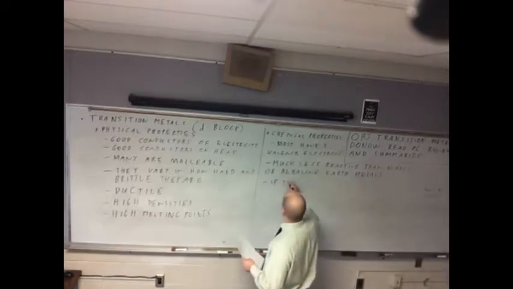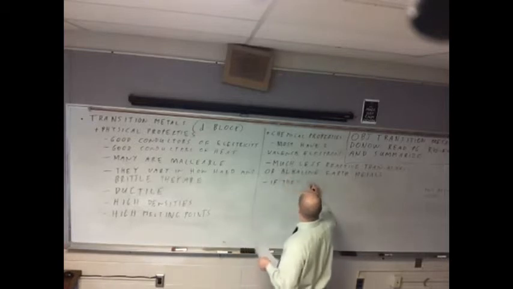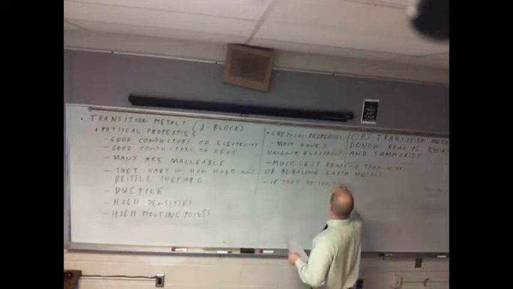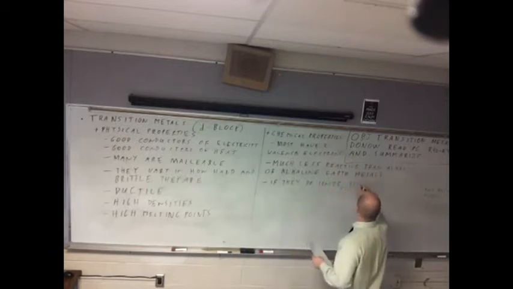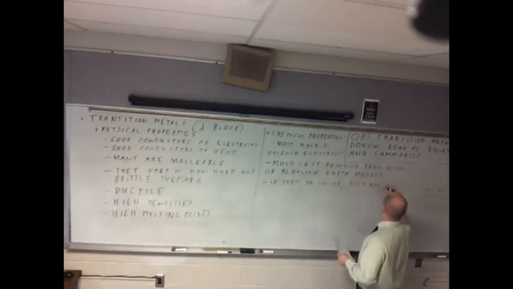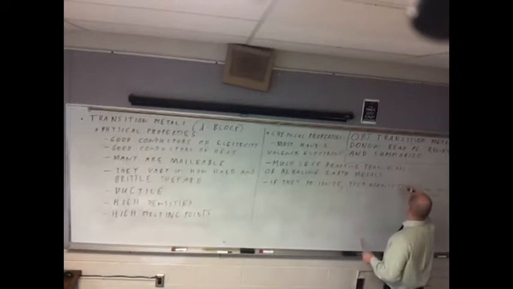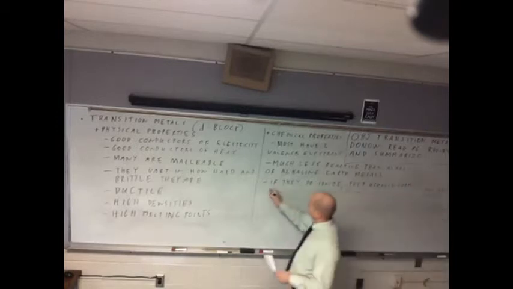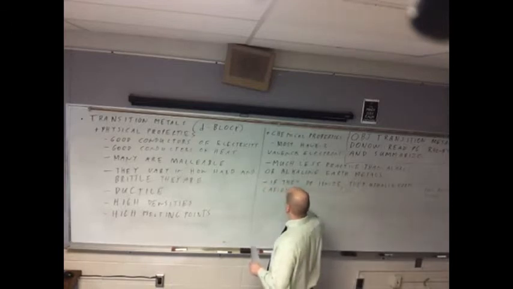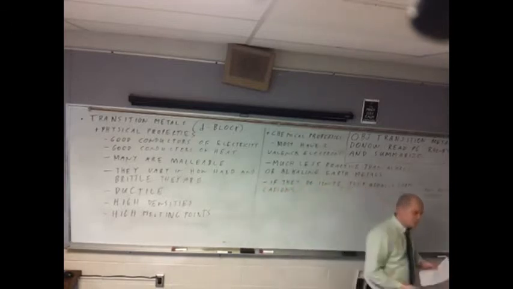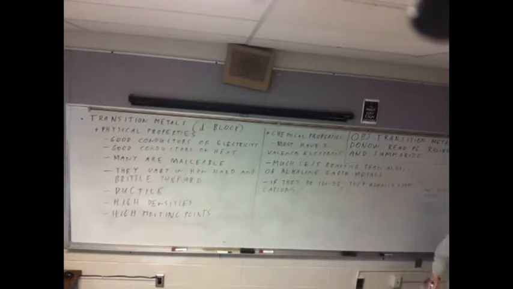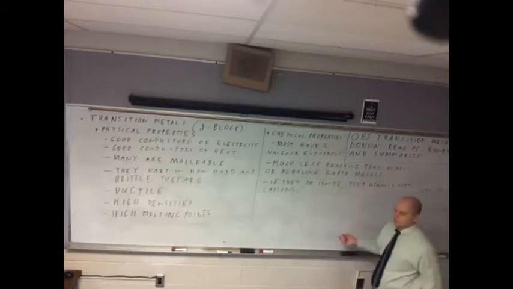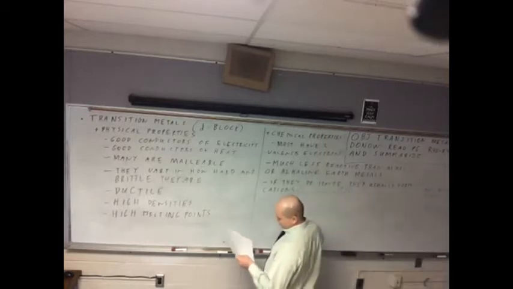If they do ionize, they usually form cations. And in general, metals will usually form cations, because metals are usually going to give up some electrons, and so they're going to have a positive charge. Non-metals usually form anions.